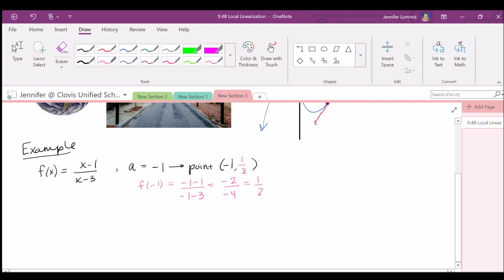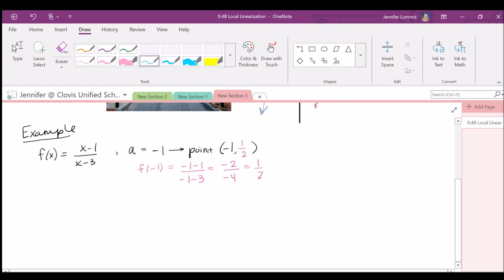So here I have my point. So I'm on my way to writing the equation of the tangent line. So the next thing I need, of course, for any line is the slope of the line. And the slope of the line is the derivative. So we'll do the derivative of f here. So quotient rule tells us low d high minus high d low over the square of what's below. So (x minus 3) squared.